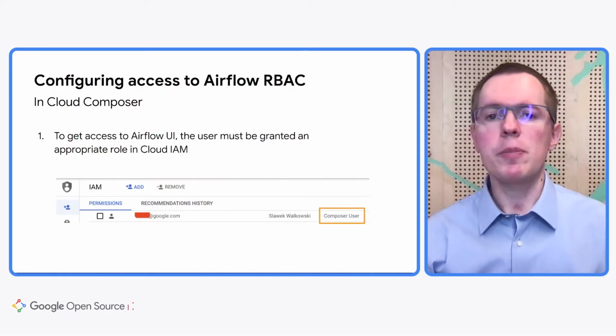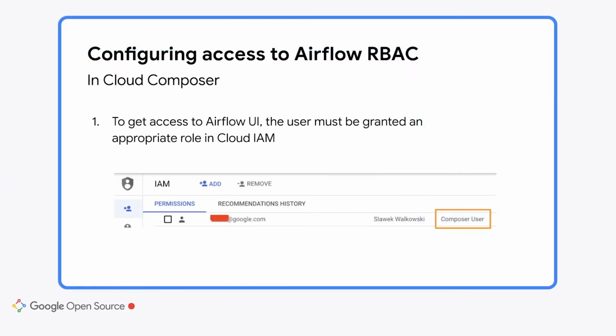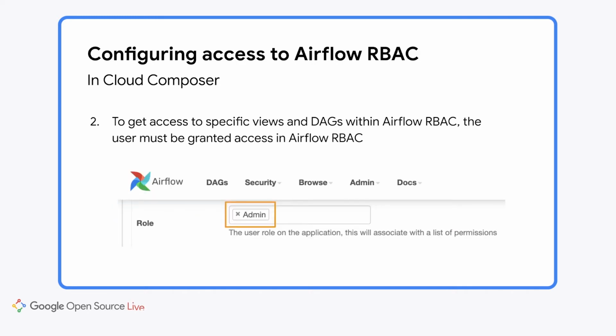How do you configure access to Airflow UI in Cloud Composer? First, the user must be granted access in Cloud IAM. That's the first layer from the previous diagram. For example, the Composer User role contains the necessary permission. Then, the user must be granted access to specific views and DAGs within Airflow RBAC UI. For example, the Admin role is good for admin users, as it contains permissions to all views and DAGs.